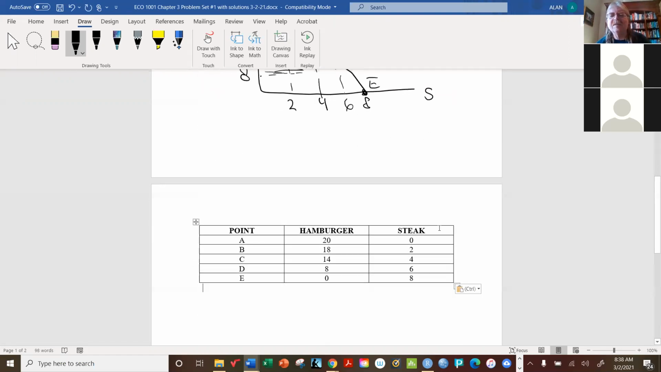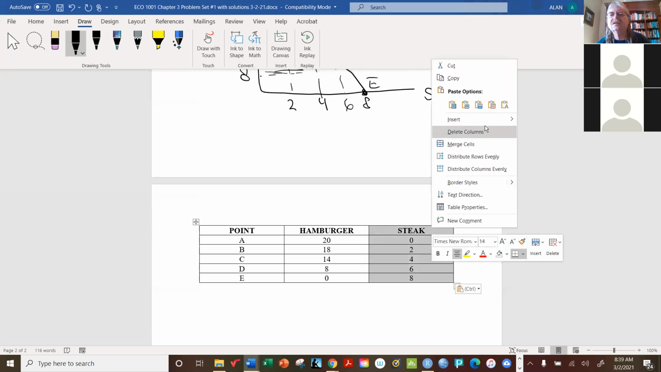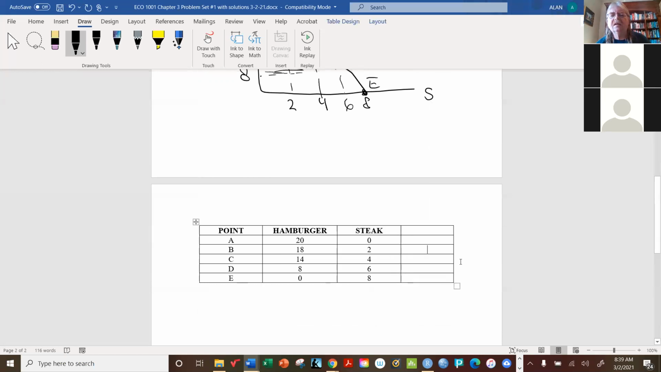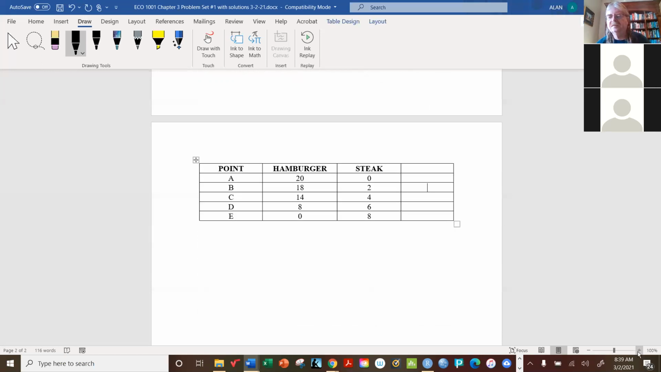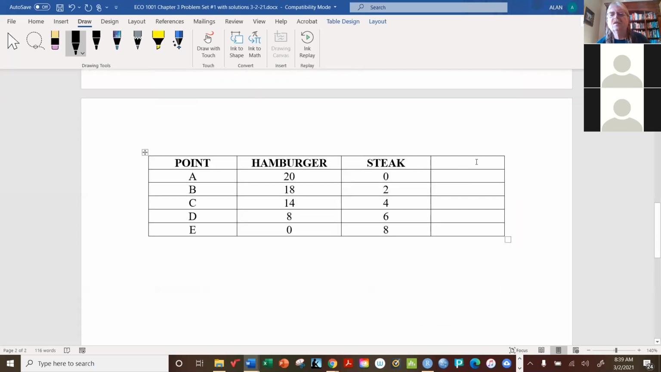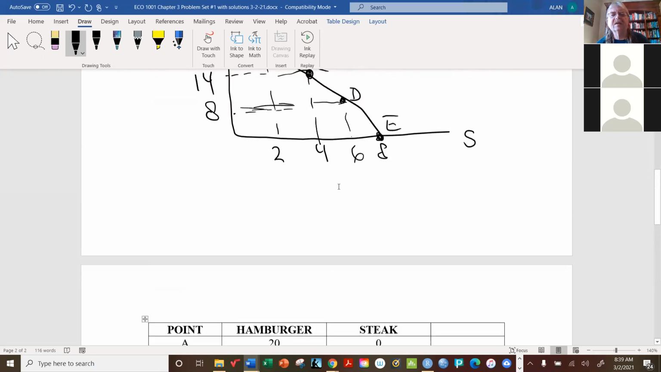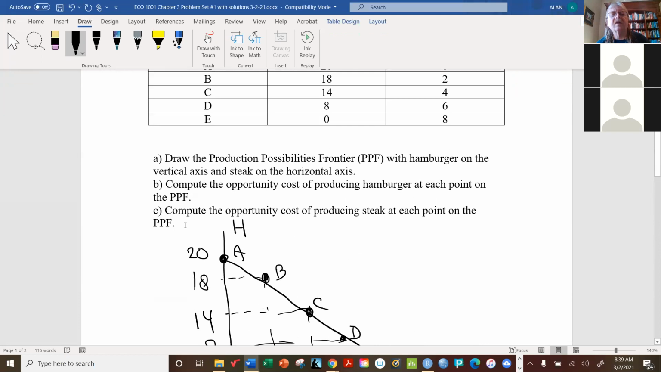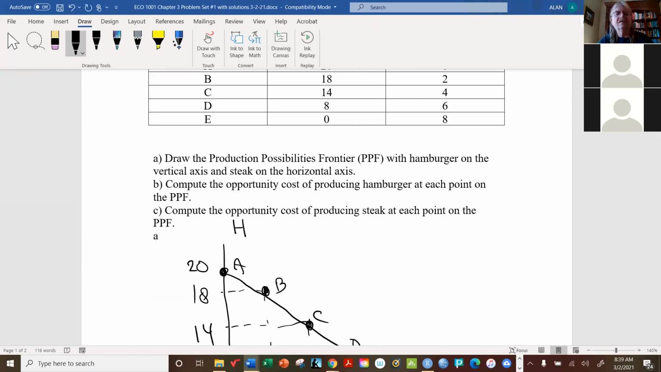First, this is one of the nice things about working in Word as opposed to a blackboard. But let's see what we can do here. All right, and then let's make this a little bigger. So what you're looking to do here is calculate the opportunity cost. And this is, by the way, part B. A was the graph. All right, the graph is fine.